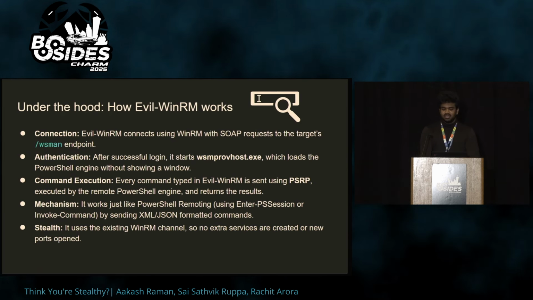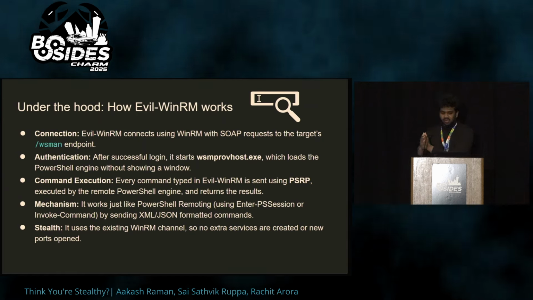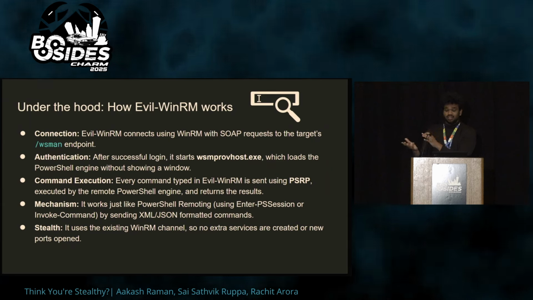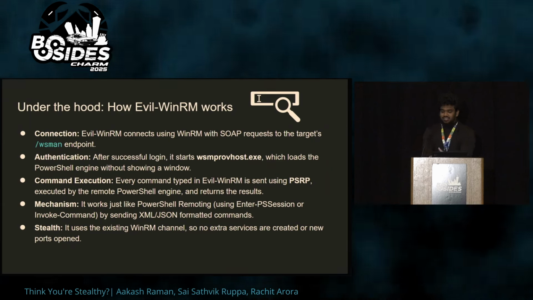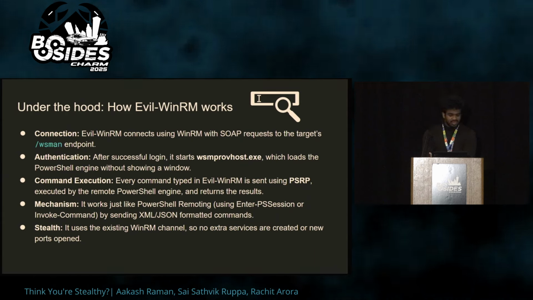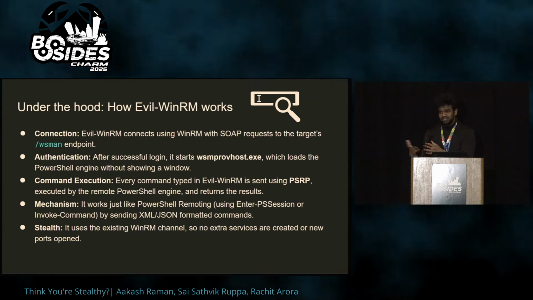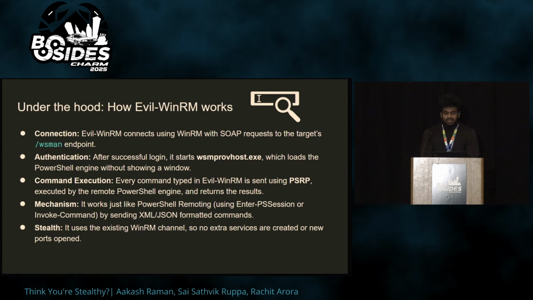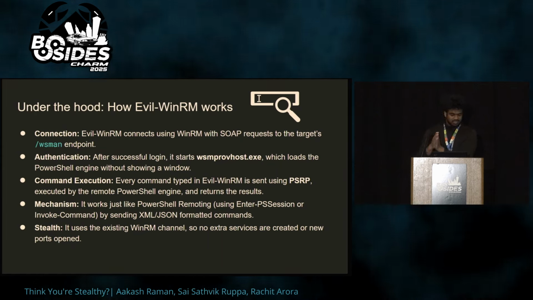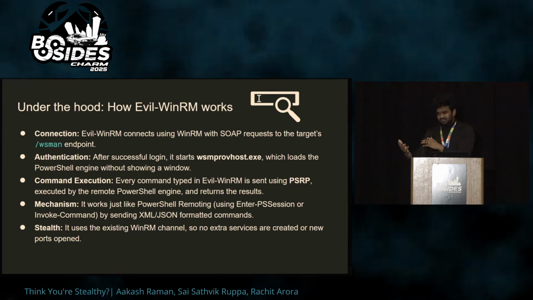First, Evil WinRM tries to connect to the WinRM protocol, and the WinRM protocol uses SOAP. SOAP is a request and response exchange with the WSMan endpoint, and after successful authentication, it starts WSMProvHost, which is a Windows PowerShell host process used for managing the remote connections and executing PowerShell commands. Once a session is created, it uses PSRP, the PowerShell Remoting Protocol, to send the commands and receive the output.